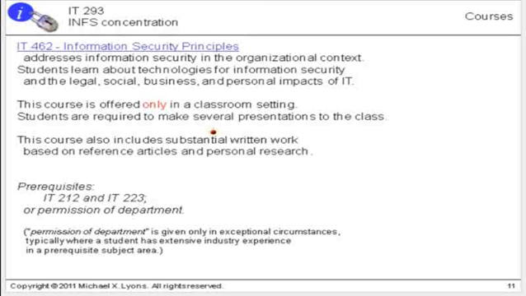This course also involves a lot of written work, a lot of reading and a lot of writing. It's not quite qualifying as a writing-intensive course, but there is a lot of reading and writing in this course. So it involves research, looking at reference articles, online activities. Some of the reference materials are not available online, so it involves some library work and things like that. Prerequisites for this course are IT 212 and IT 223. And again, the possibility of permission, most students wouldn't qualify.